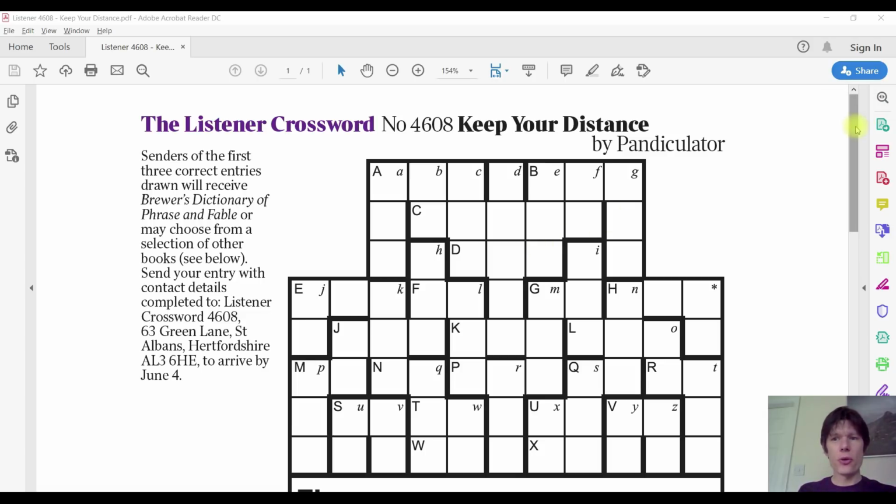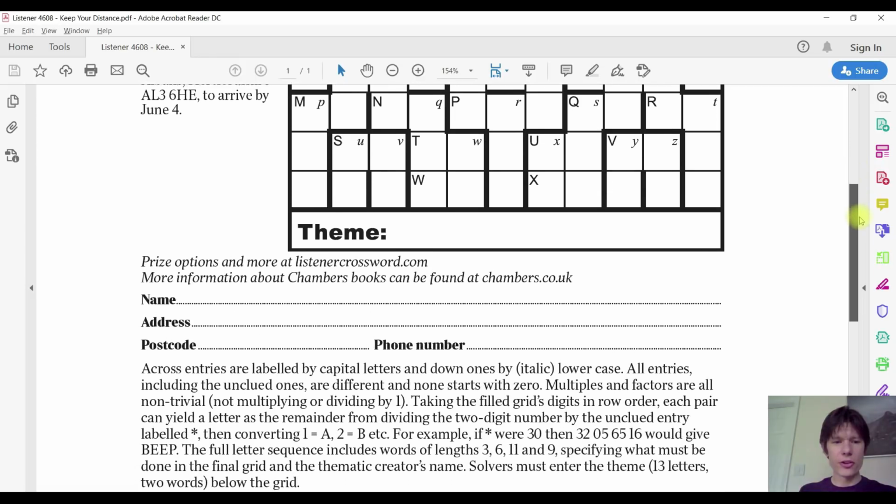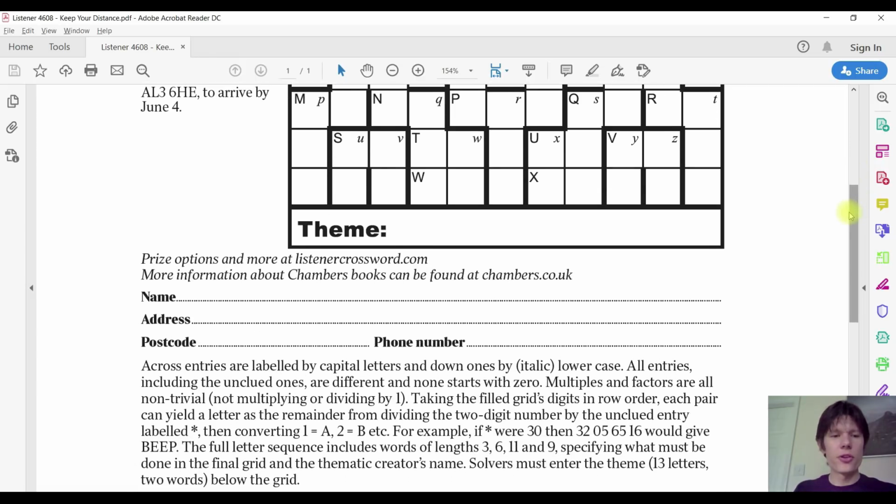So the grid is as shown on the screen now, and if I scroll down you can see that there are some instructions. Let's have a look at those. Across entries are labelled by capital letters and down ones by italic lowercase, and you can see that in the grid above, the big letters indicating the across entries and small italic letters, the down entries. All entries, including the unclued ones, are different, and none starts with 0. That's absolutely standard for this kind of puzzle.